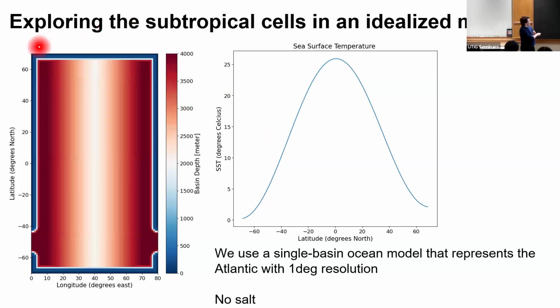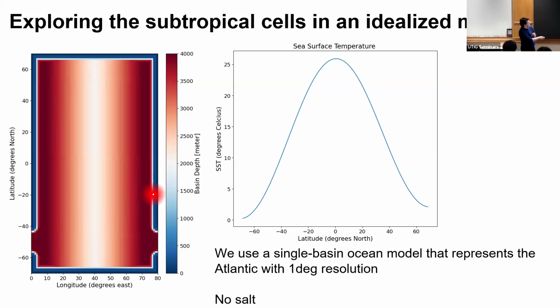So this is latitude, this is longitude, and we have land around the outside, and where it's red, we have ocean, and it's 4,000 meters deep. Then we have this ridge near the center of the ocean, which represents the mid-Atlantic ridge. So this whole basin is supposed to represent the Atlantic. And then this area is a reentrant channel, which is supposed to represent the Southern Ocean.